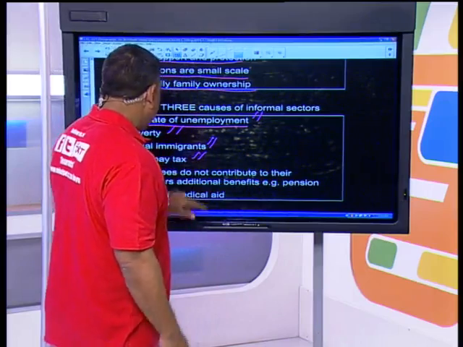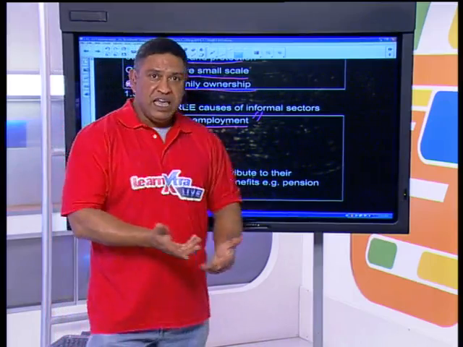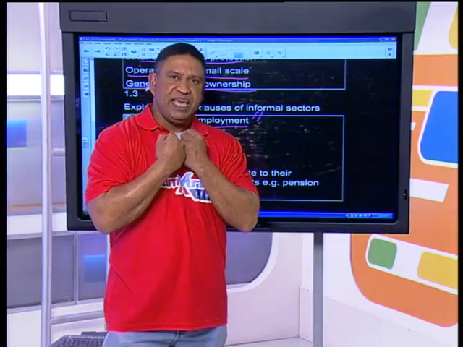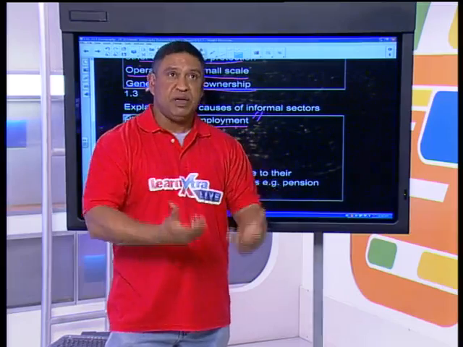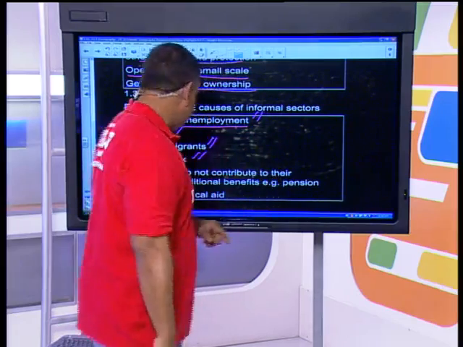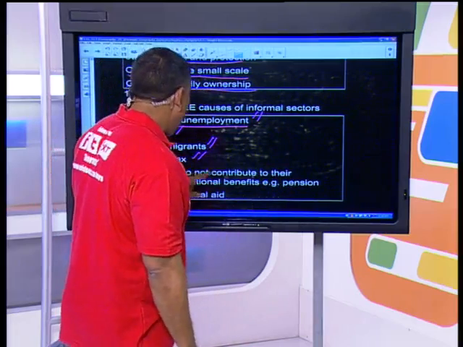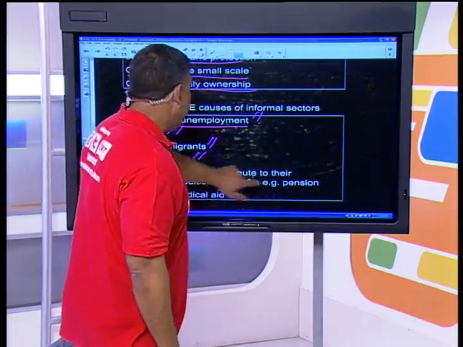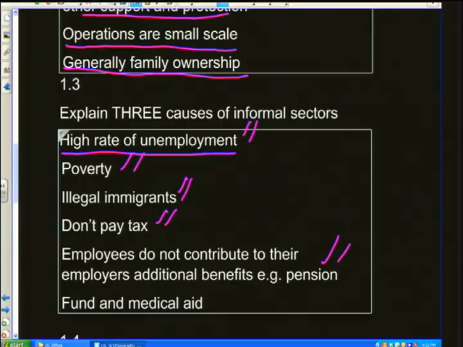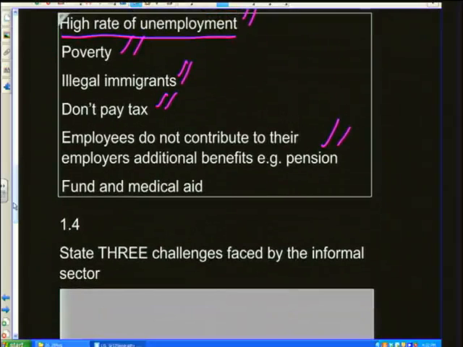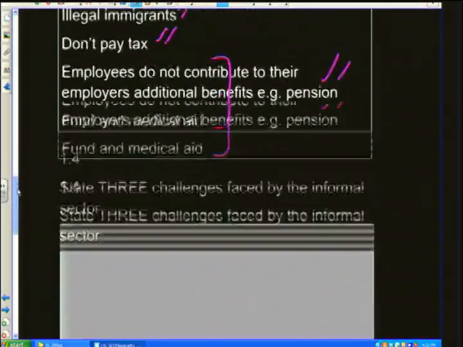All right? They don't pay tax. Therefore, the income they get is actually beneficial to them because all the income they earn comes back to them. Employees do not contribute to any additional benefits, example, the pension funds, etc. So whatever money they get belongs to them. All right, the fund, example, that can be included in terms of the fund and the medical aid. So this can be in 1.